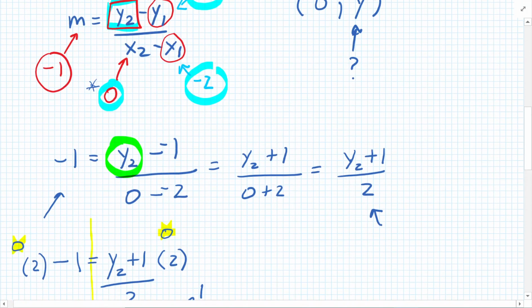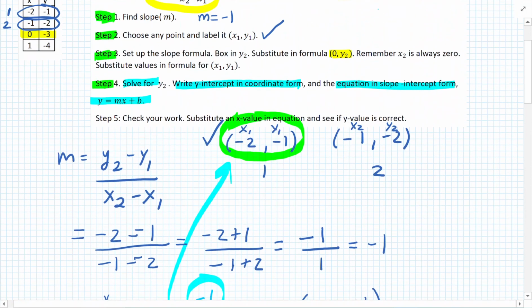Let's see what our steps say. Are we done with all our work? Nope, we have one more step. We need to check it. Make sure that the formula we wrote down in all our math works out good. So what do we do? We substitute an x value into the equation we've written and see if the y value is correct. So we're going to just choose a point and see if we get something similar.